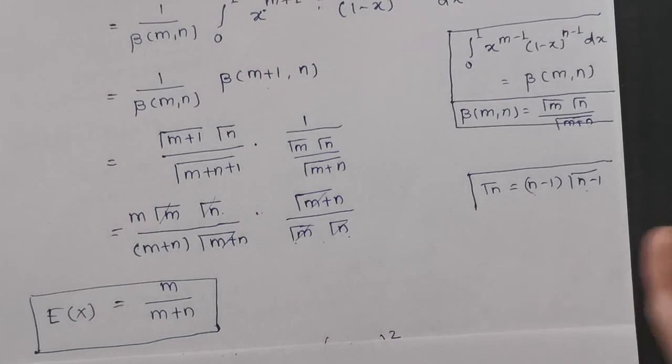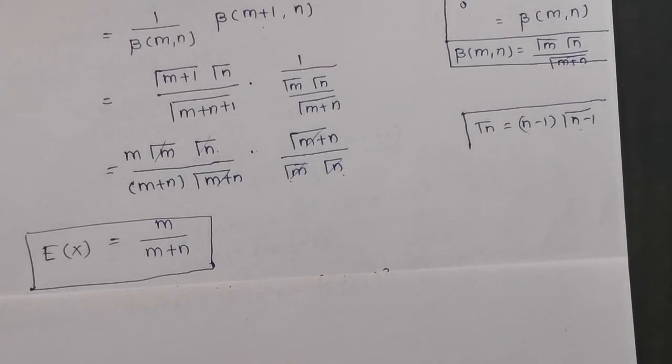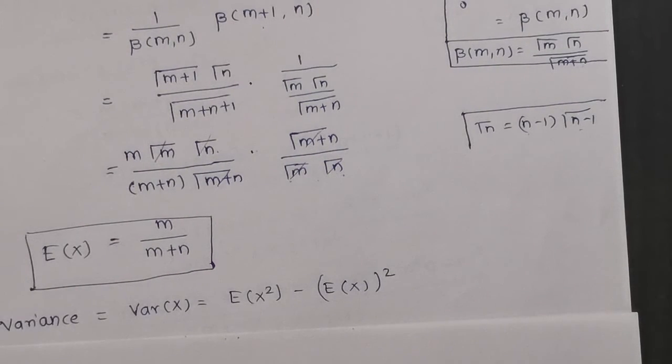Further, we will see the variance of the beta distribution of first kind. So we know that the variance of random variable x is equal to expected value of x square minus (expected value of x) whole square. This is the variance of your continuous random variable.